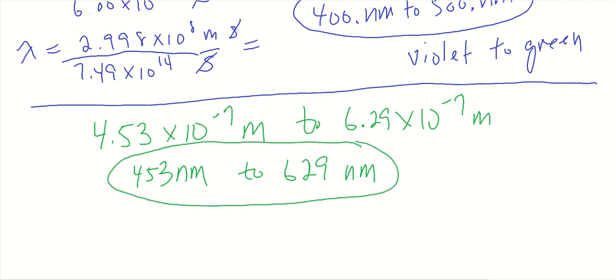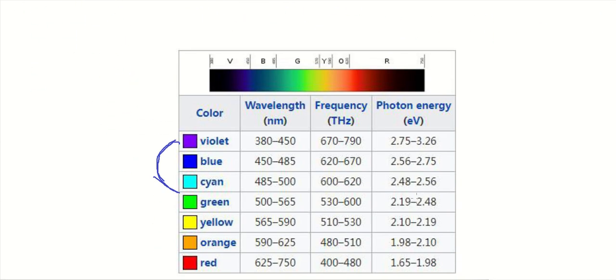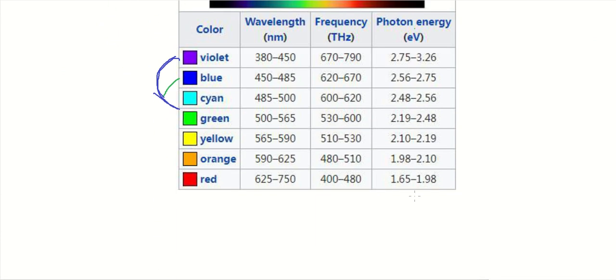All right, so there it is. Let's look this up on our chart. 453 is right around there, blue. These are going to overlap. And where's this taking us? 629, so blue to 600, red. Blue to red.